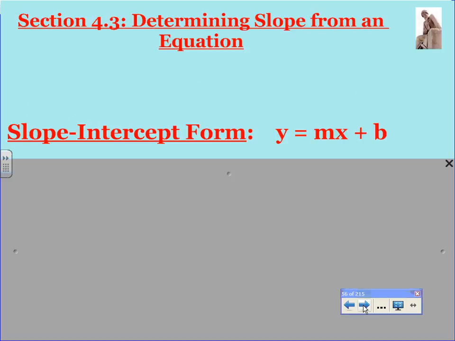Okay, but the first thing I need to talk to you about is at the very top of page 6, there's a little box, and the box says slope-intercept form.